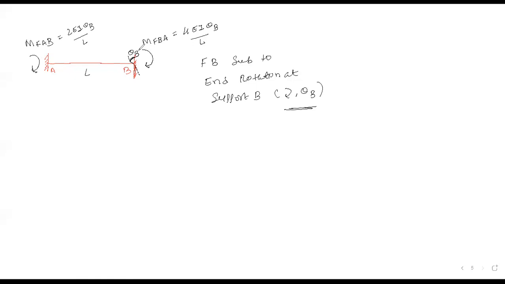So to keep your structure in equilibrium, we require some anti-clockwise couple. Yes or no? We require some anti-clockwise couple moment. So what is the direction of anti-clockwise? It is like this. So we will require to produce an anti-clockwise couple. So now let us discuss couple.